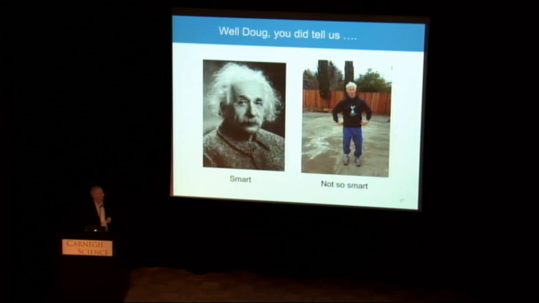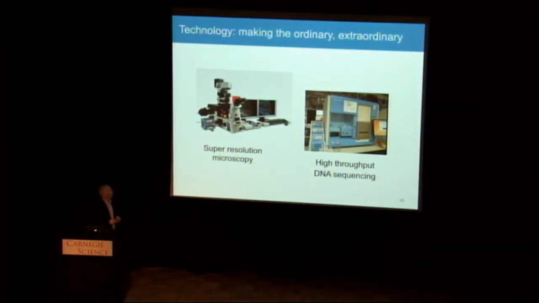The second thing that happened is a technical revolution. We now have amazing tools in biology. It allows you to take the ordinary and make it extraordinary. As I told you before, you couldn't study mammalian neurons because they were too tiny. Well, it turns out now we have tools we can actually begin to study mammalian neurons, where before we had to have the squid.